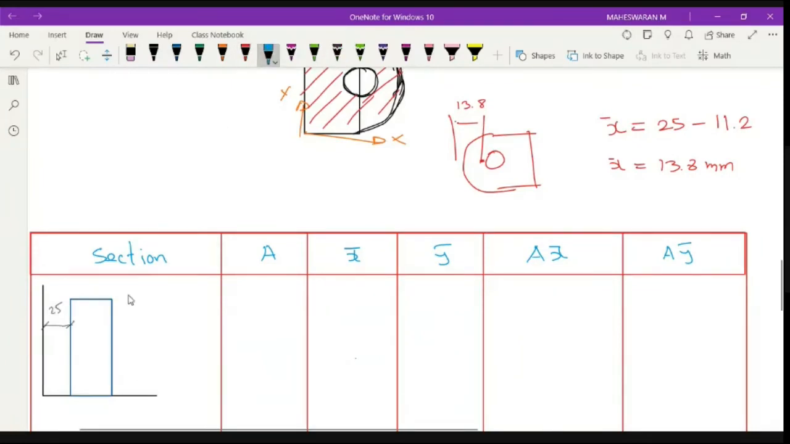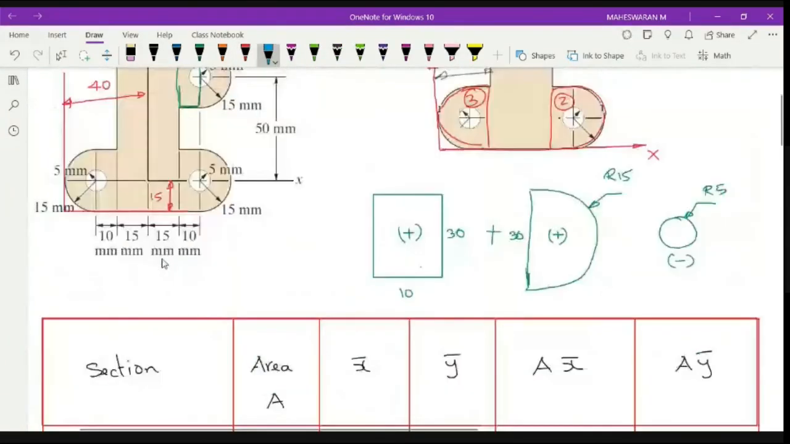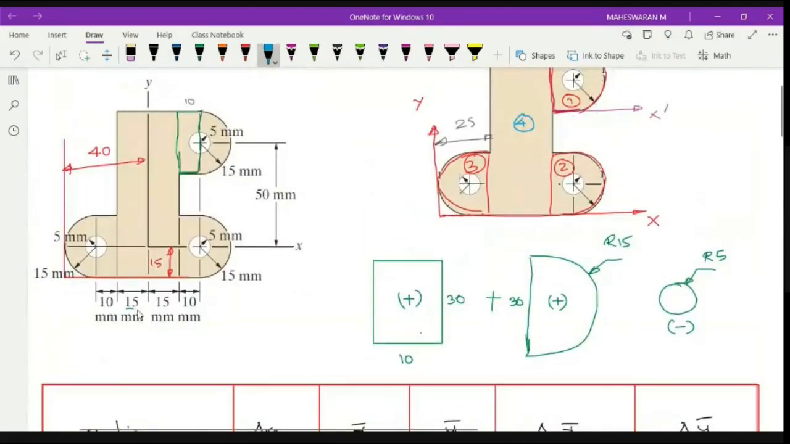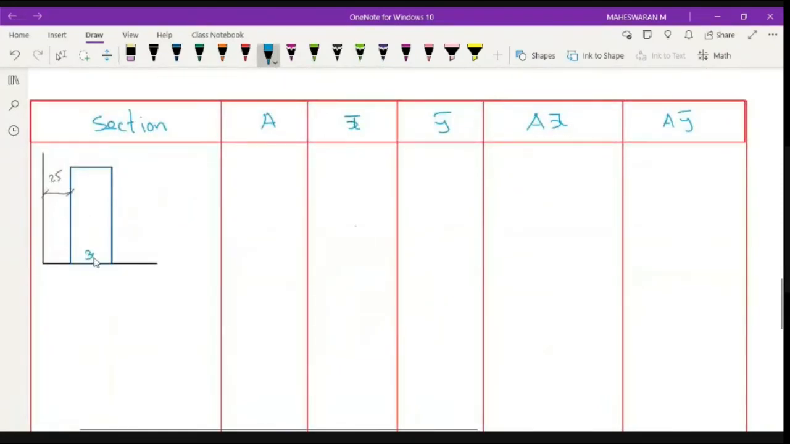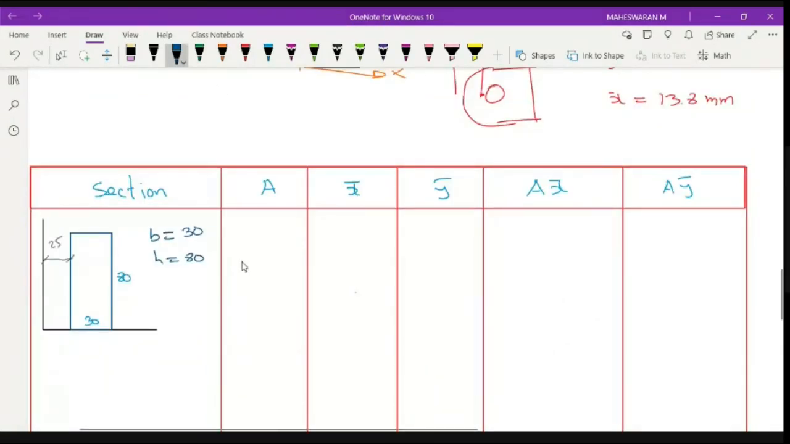And do you know what my base is? What is the base of my rectangle? Base is 15 and 15, so totally 30. What is the height of my rectangle? 50 plus 15 plus 15, so 80. 80 is the height of my rectangle. Base is 30, height is 80. So I will write it: B is equal to 30 and H is equal to 80. Now you know my dimensions.